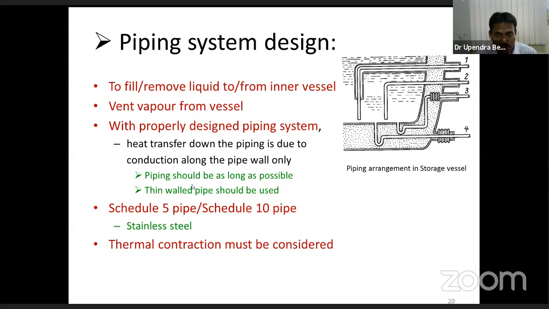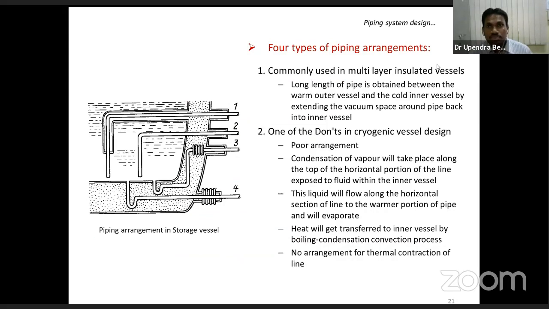So that way we have to design the piping system, and generally scheduled pipes, which are thin walled tubes, are used. If your calculation gives a thickness greater than the scheduled pipe, then you have to go for the next scheduled pipe, and this is of stainless steel. Generally stainless steel SS pipes are used for these cryogenic fluids. Also while designing this piping system, one has to consider the thermal contraction and thermal conductivity of the material. Of course, other materials should be compatible. So as I told, stainless steel is generally used for all these piping systems in cryogenic vessels.